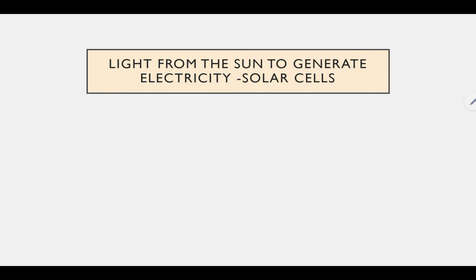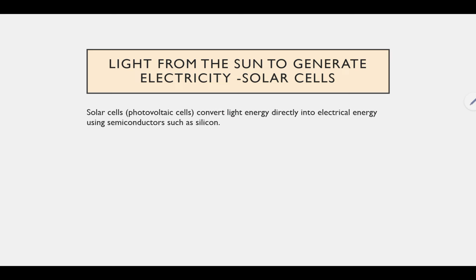Light from the sun can be used to generate electricity: solar cells. Solar cells, also known as photovoltaic cells, convert light energy directly from the sun into electrical energy using semiconductors such as silicon. When sunlight hits the solar cell, the electrons in it are excited, causing current to flow.